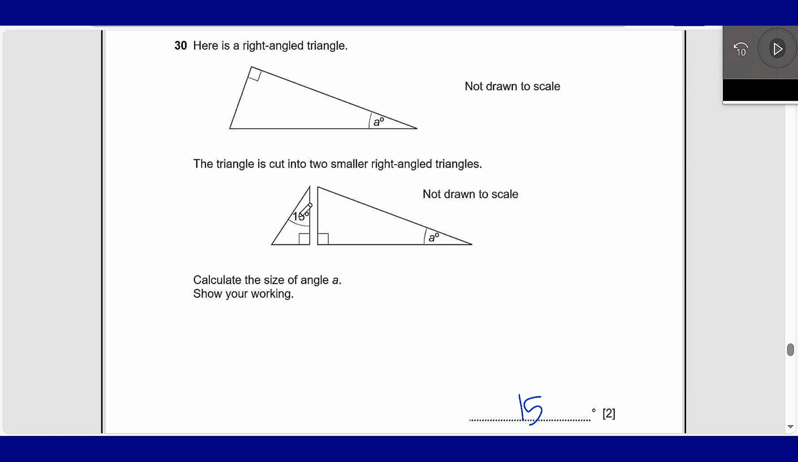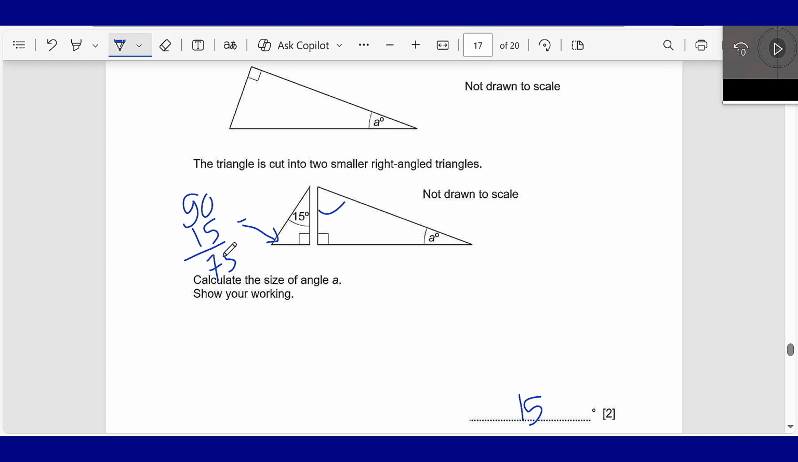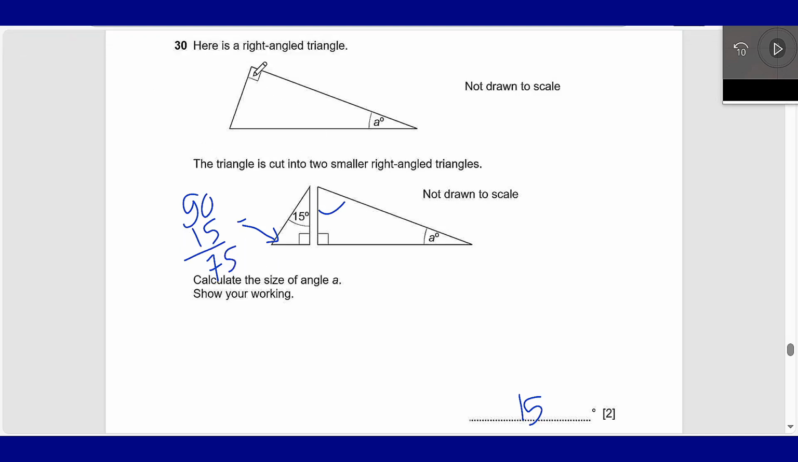So if we have already 90, and this angle will be 90 minus 15, so that is equals to 85. Now this one, these two come from a right angle, so 90 minus 15, so we'll have, sorry guys, the wrong calculation. So 90 minus 15 is 75. So this part here we have taken 15 degree from this right angle, because we separate this one into two triangles here.